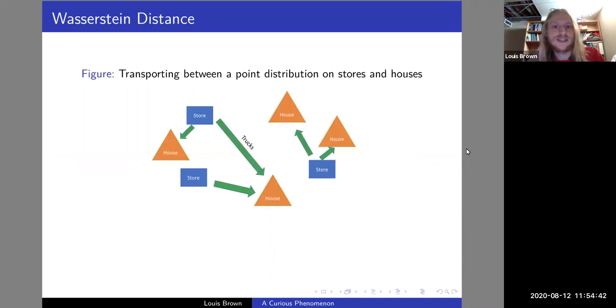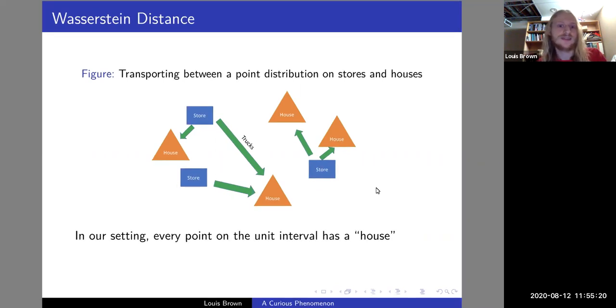We could also think of this in a 2-dimensional setting. Maybe we're transporting a point distribution between stores and houses. So each store has some distribution of food. Each house needs some distribution of food. Some stores have more food, some houses need more food, and we need to send trucks around to deliver the food from the stores to the houses. So it could be some complex diagram where each store needs to decide how much of its food to send to each nearby house. And we want to know how much total driving has to happen in order to achieve this.